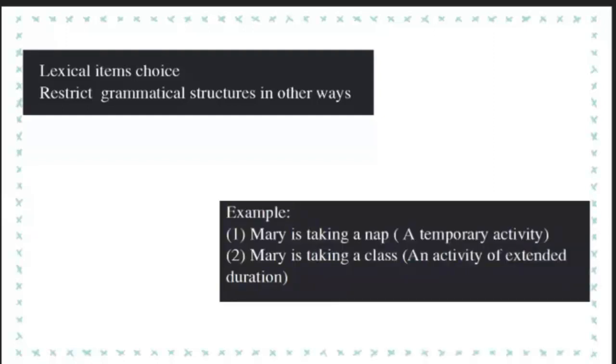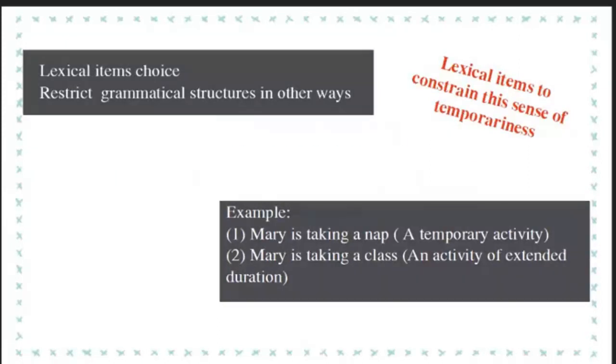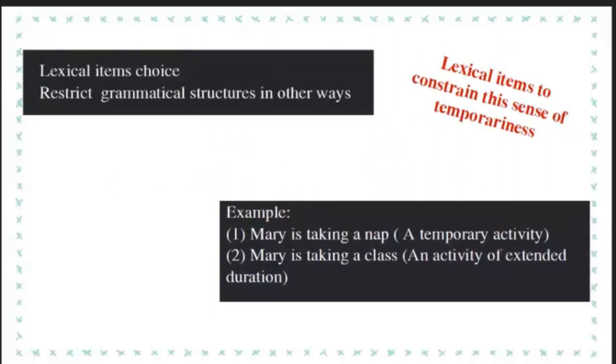Like the progressive aspect: the first example shows a temporary activity, Mary is taking a nap. However, some certain lexical items might constrain the sense of temporariness, like the second example, Mary is taking a class. The lexical item that constrains the sense of temporariness is a class. It shows an activity of extended duration.